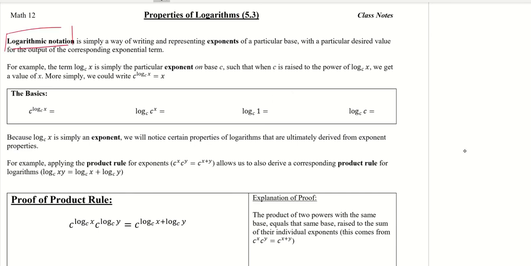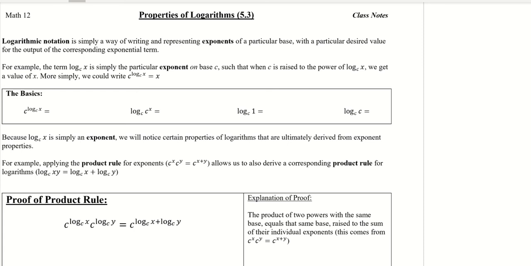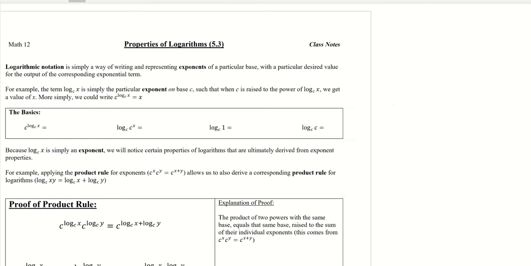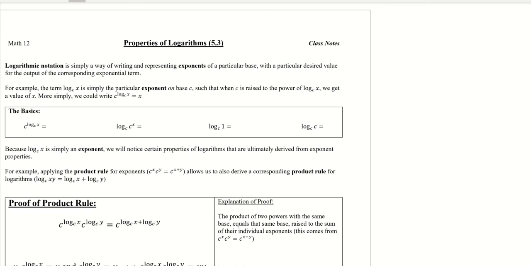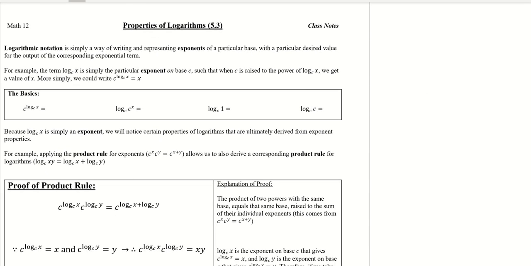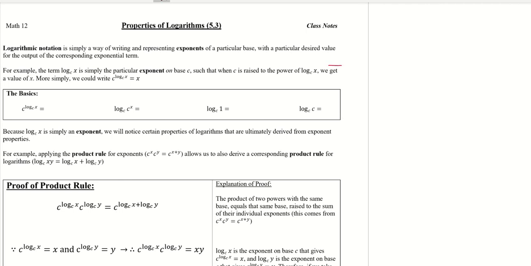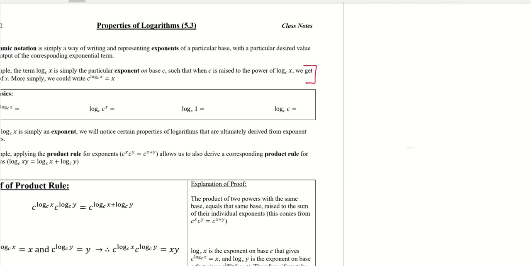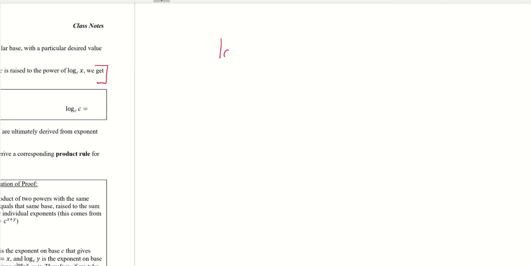Logarithmic notation is simply a way of writing and representing exponents of a particular base with a particular desired value for the output of the corresponding exponential term. So that is definitely a mouthful. It's probably not the clearest wording, although it is true and it is the definition of a logarithm.